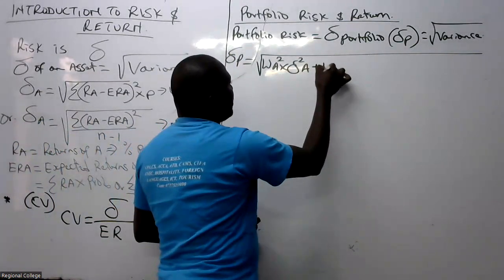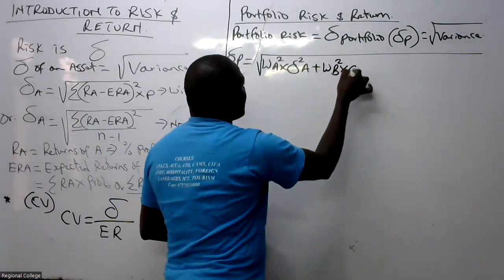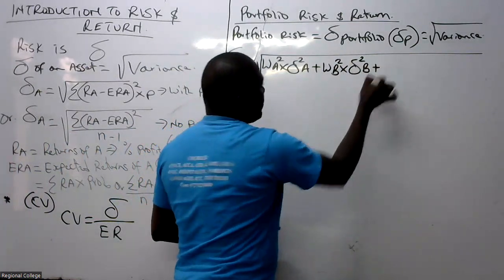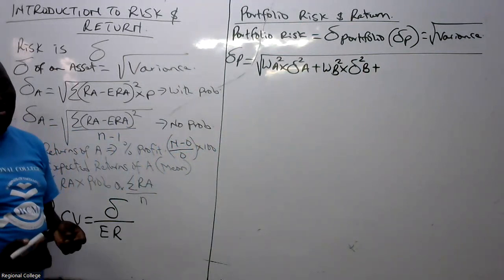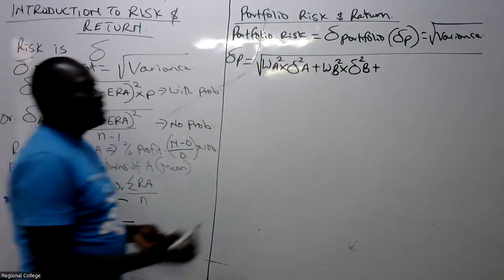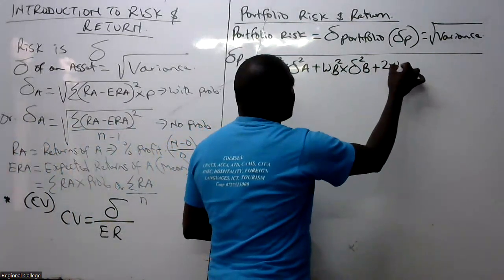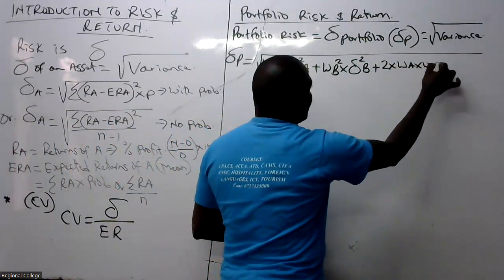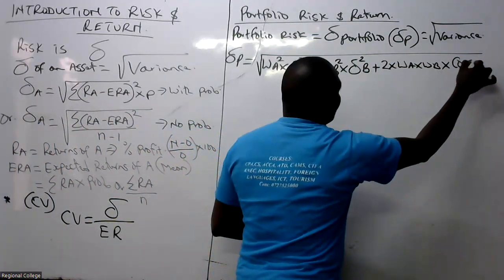We do the same for B. Weight of B squared times standard deviation squared of B. Then we add 2 times weight of A times weight of B times covariance of AB.